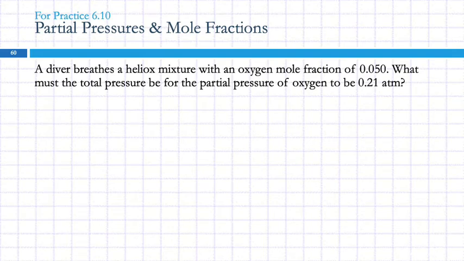So a diver breathes a heliox mixture with an oxygen mole fraction of 0.05. What must the total pressure be for the partial pressure of oxygen to be 0.21 atmospheres? So here we have oxygen mole fraction and partial pressure of oxygen. And they're asking us to find the total pressure.